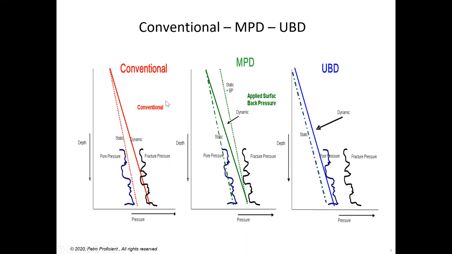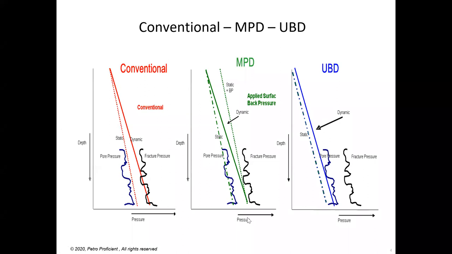Now with this, sometimes you can exceed your fracture pressure, as can be seen here. As you go deeper in the well, there is a possibility of exceeding the fracture pressure. And when you exceed your fracture pressure, you can potentially induce losses. And to prevent that, MPD can be used.